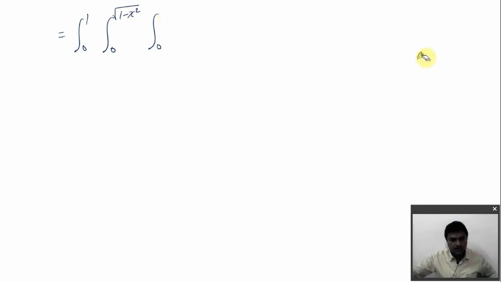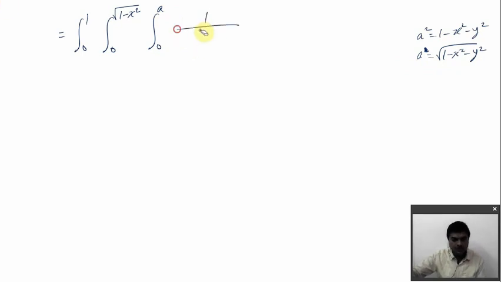So I will just write here, a square I have taken as 1 minus x square minus y square, right? So a will become square root of 1 minus x square minus y square. So instead of square root of 1 minus x square minus y square, I'll just take it as a. That is the simplification we have put. Now this is going to become 1 divided by square root of a square minus z square, so this is dz dy dx.